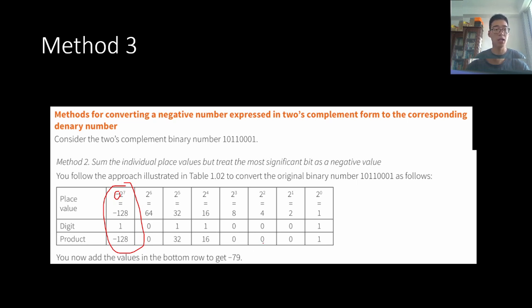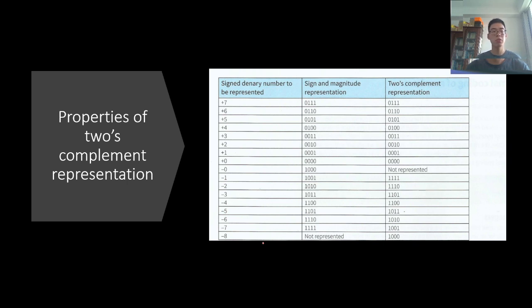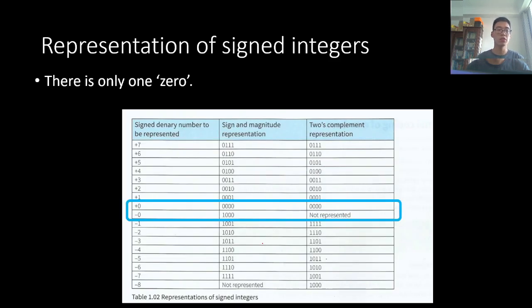Okay, let's move on. Properties of 2's complement representation. After knowing how we can convert a positive number to a negative number, we can have a check about the properties of this. The first one is there is only one zero. Compared to sign magnitude representation, which has a plus zero and a minus zero, in 2's complement representation we only have one zero, which could simplify a lot of problems.